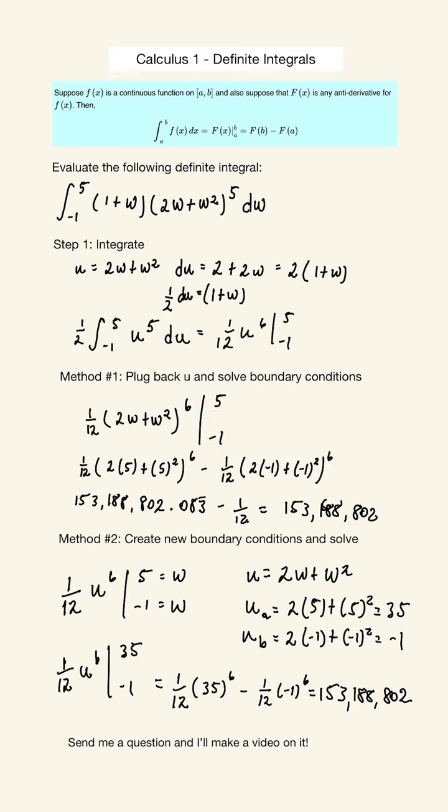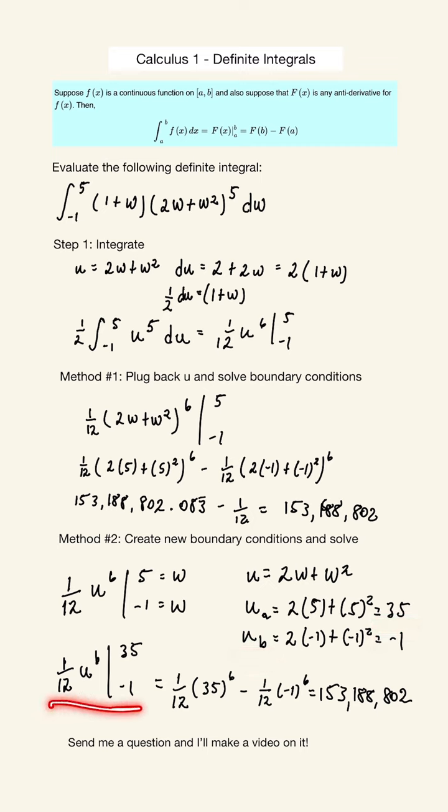But for the second method, we can go ahead and change our boundary conditions and get boundary conditions in terms of u. And in order to do that, we'll just take our 5 and -1 boundary conditions and plug them in for w in our u equation. So our new u of 5 will be equal to 35. And u of -1 will still be equal to -1.